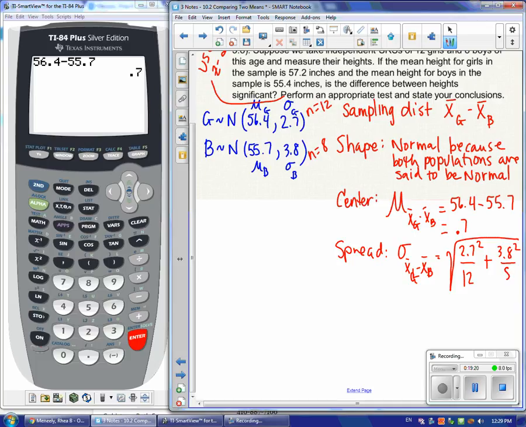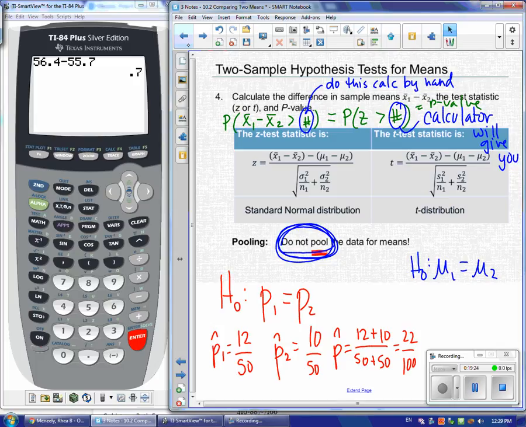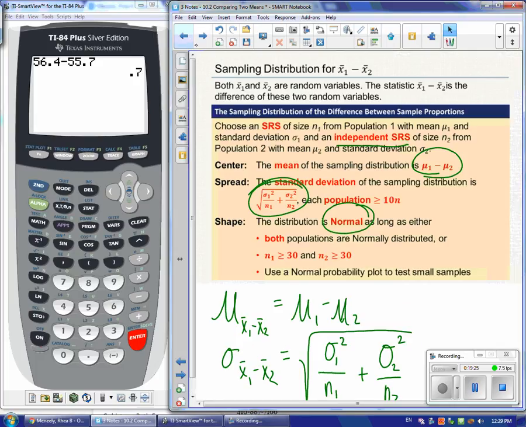Let me go back to that slide with those formulas on it. That's what I circled here, the variances. The means are here. And remember, with standard deviation, we always add the variances.